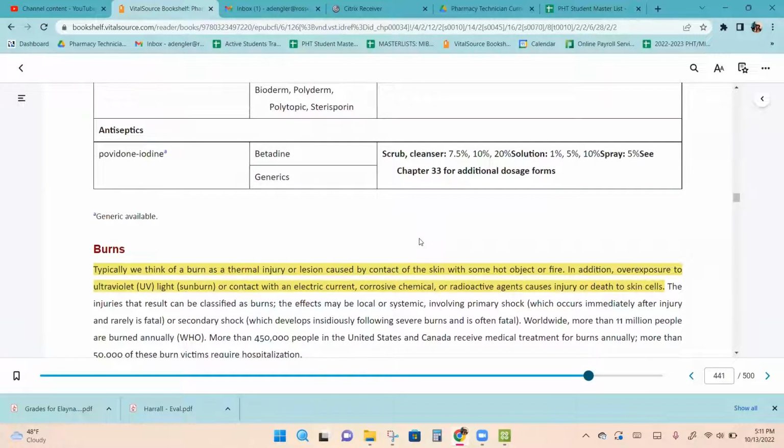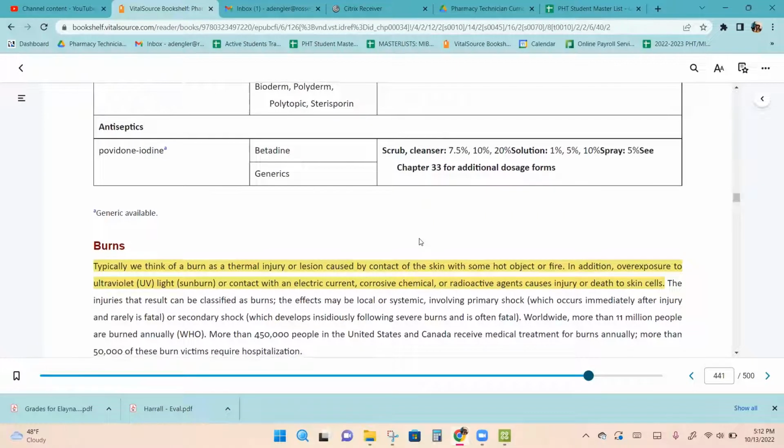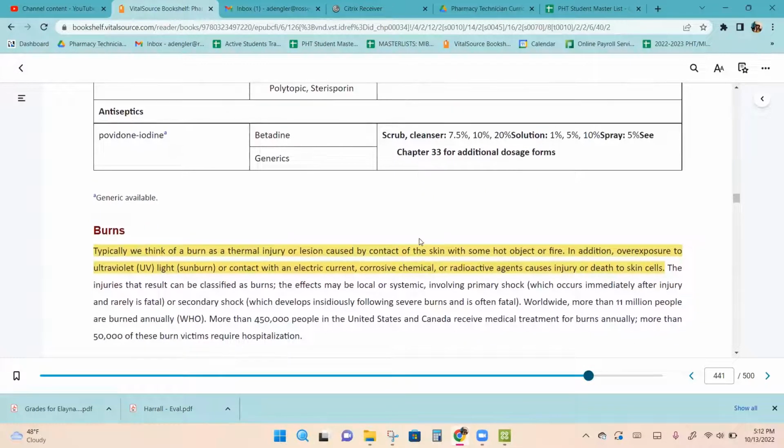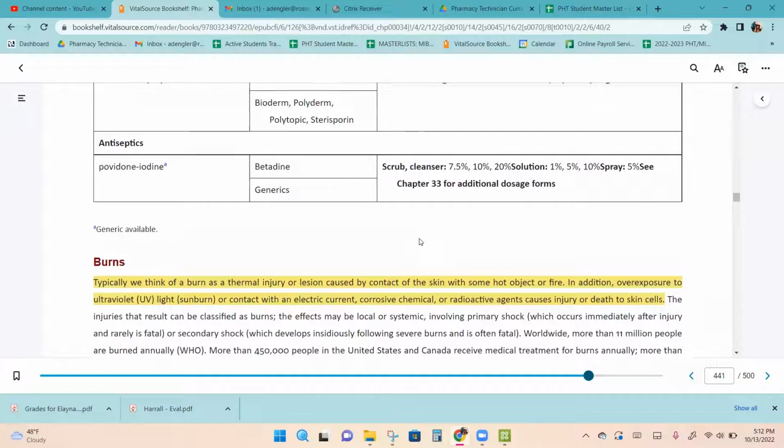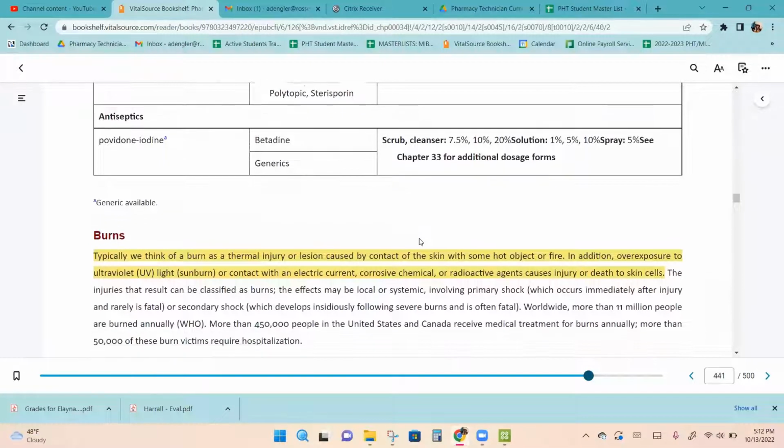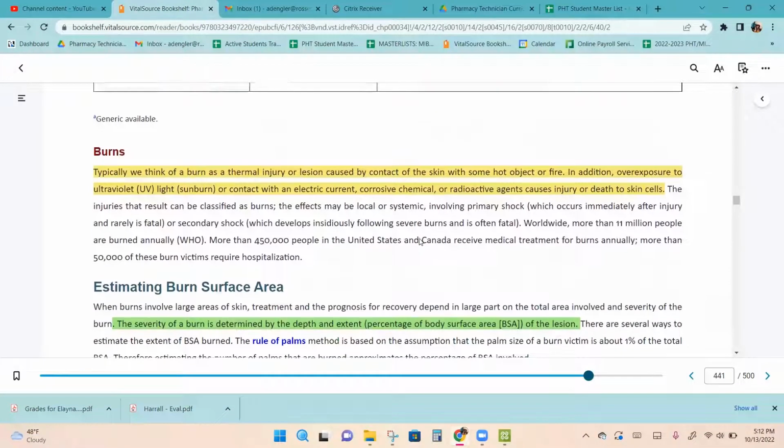And then we have the antiseptic povidone iodine, which is Betadine. This is available as a scrub cleanser, a solution, a spray. And we talked about it in chapter 33. So if you want to return there, you can look at additional dosage forms.